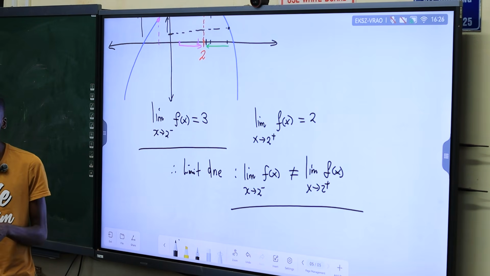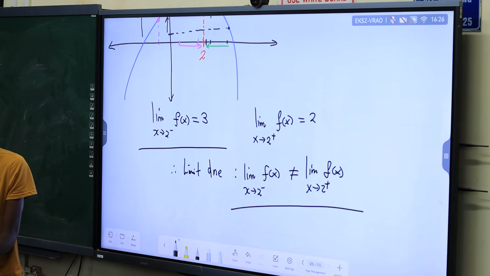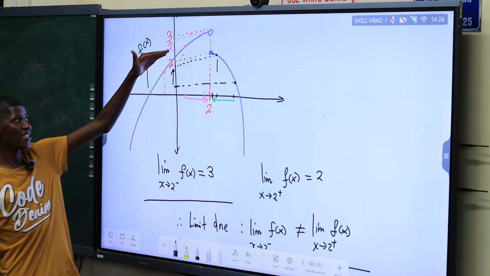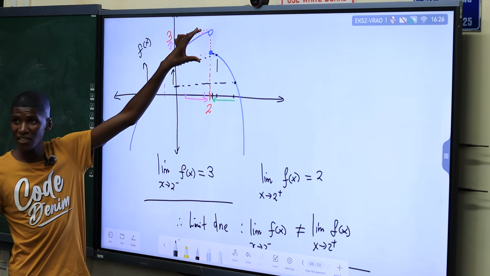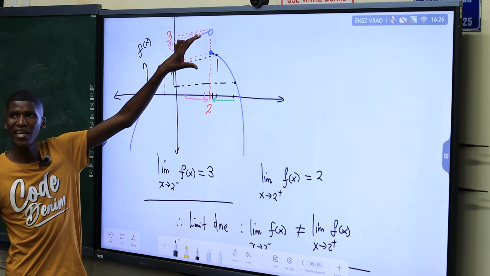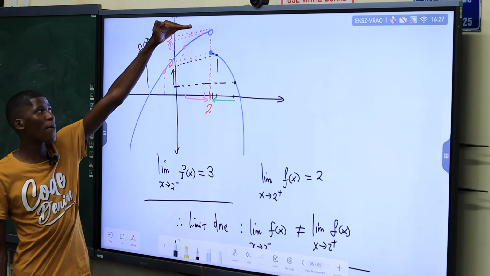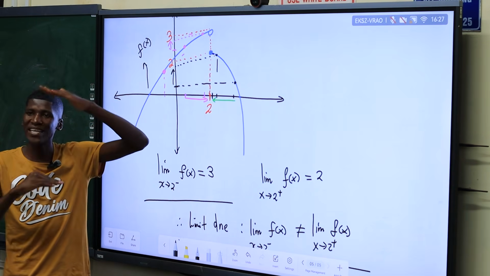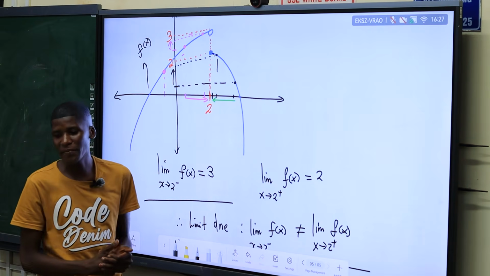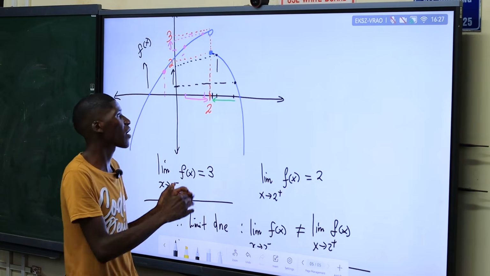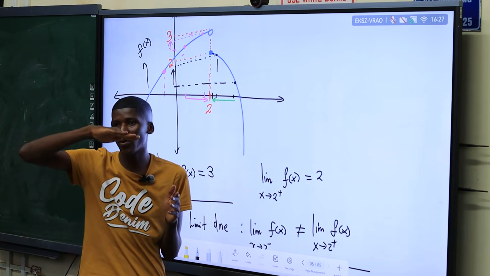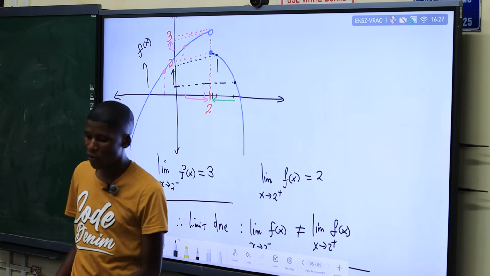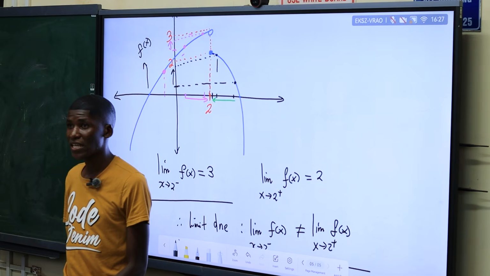So can you now differentiate between a limit that exists and a limit that doesn't exist? If the limit does not exist, these graphs are disconnected. They are not sharing the same y value. The fact that they are disconnected means that we won't have any limit. We can only have a limit if the graph is one line or it is connected.